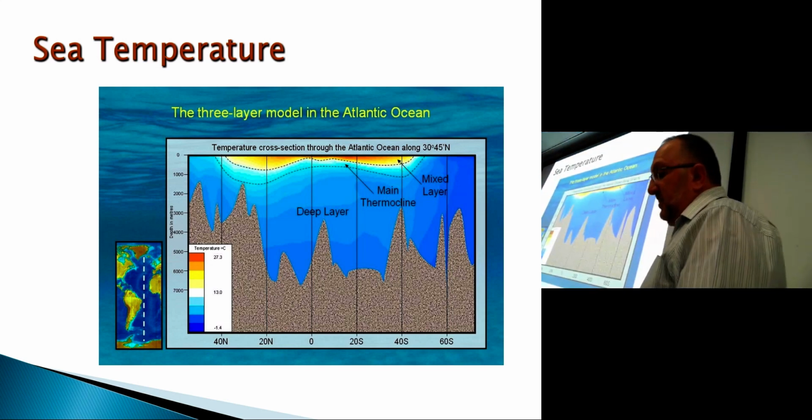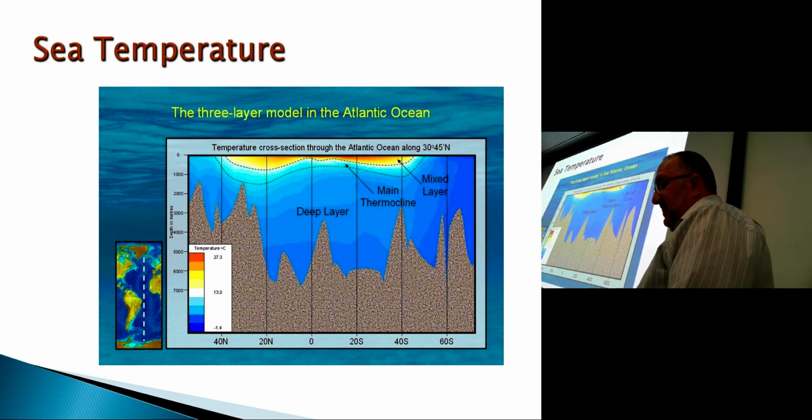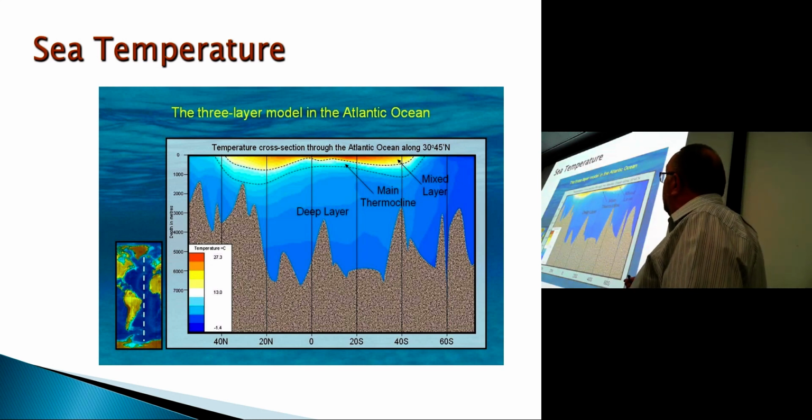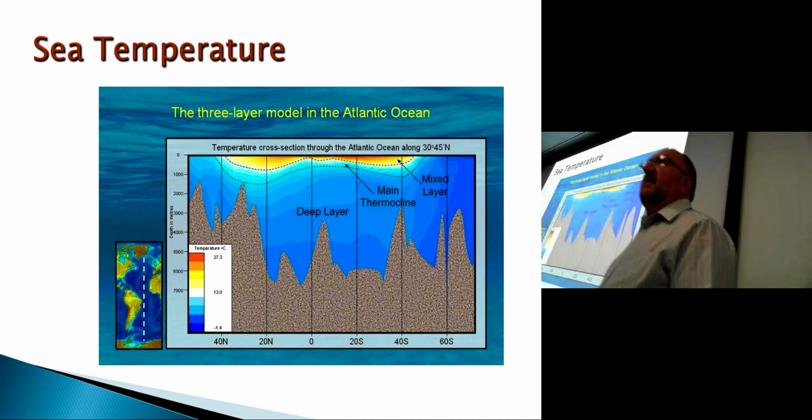The main or permanent thermocline is always present in deep waters between about 60 north and 60 south. Other thermocline layers can also exist within that mixed layer at the top, and again we'll cover those shortly. This whole thing is described as a three-layer model. So for the quiz, three-layer model, all right?